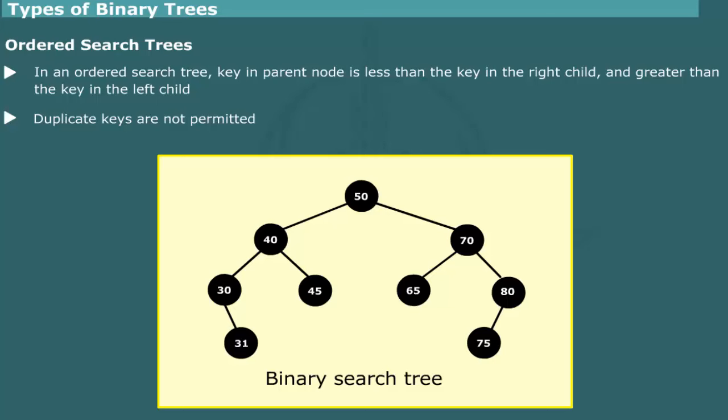Notice that the value 50 contained in the root node is greater than all values contained in the left subtree, which contains 40, 30, 35, and 31. Also, the root value is less than all the values in the right subtree, comprising 70, 80, 65, and 75. This principle applies to all the nodes. We shall explore binary search tree in greater detail in a later section.